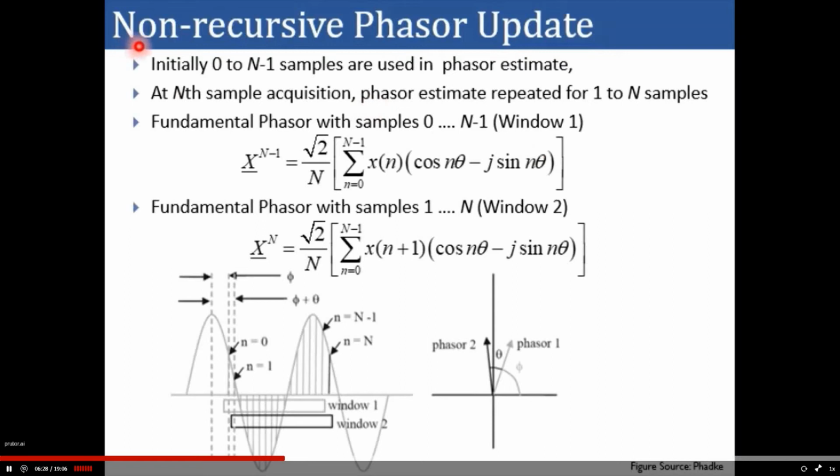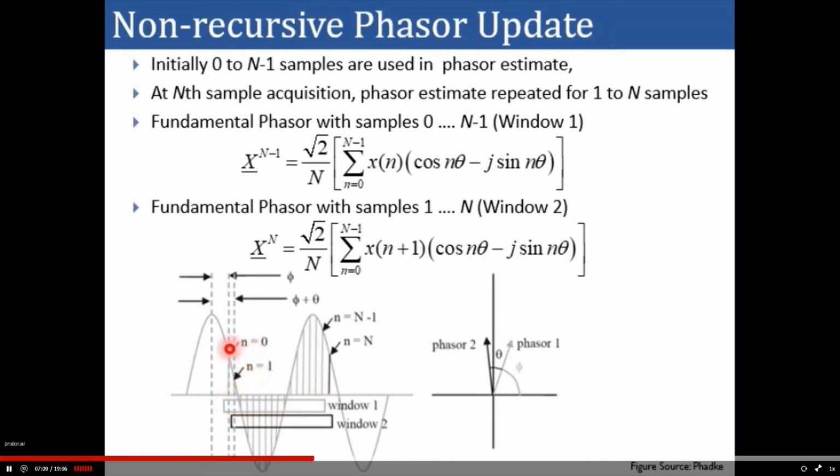Now let's first understand the non-recursive technique of phasor update. Initially we will take 0 to N minus 1 samples for the phasor estimate. Let's see this waveform, that is a sinusoidal waveform, and we start taking samples from time t equal to 0, and the number of samples we take goes up to N minus 1. So we will take the samples from n equal to 0 to N minus 1, and we will utilize this window to estimate the phasor.